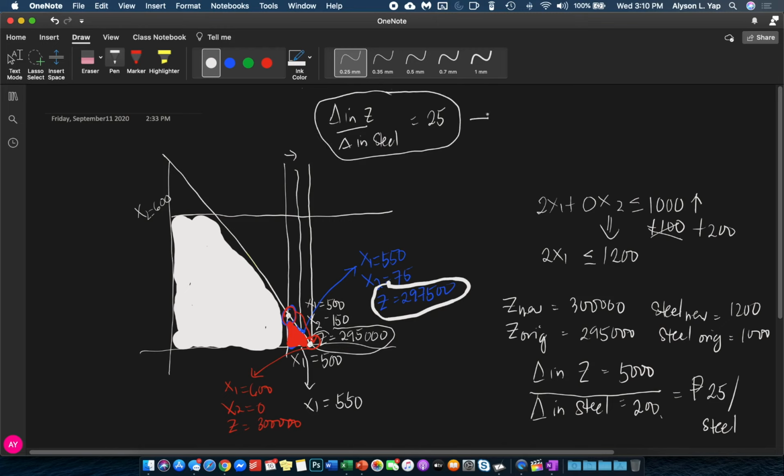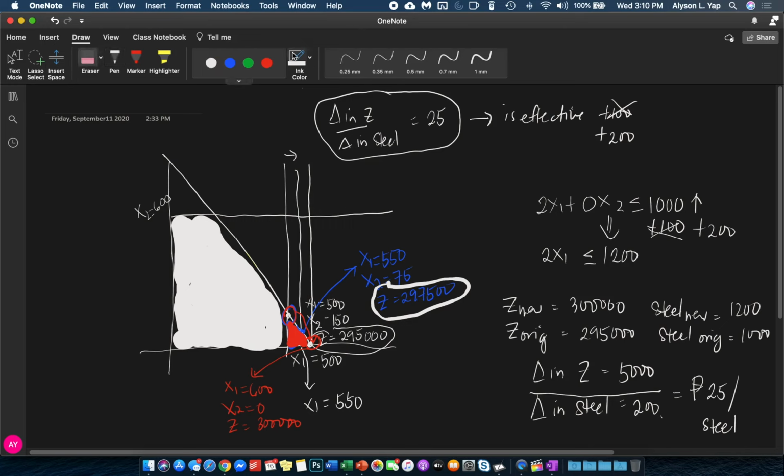Which means this 25 pesos is effective not only plus 100, no, not only plus 100, but actually plus 200. What we don't know is what if we go beyond 200, and that is what we will answer next. Okay?